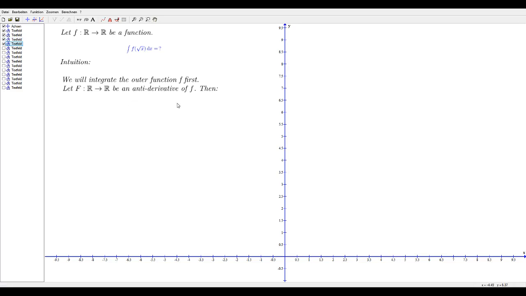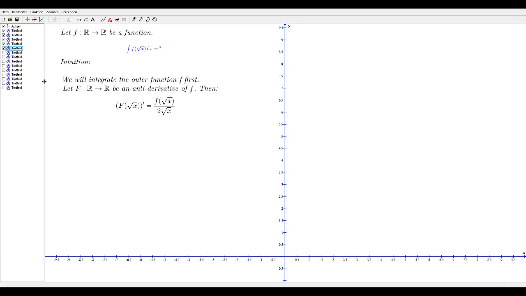We will integrate the outer function f first. Let capital F be an antiderivative of f. Then the derivative of capital F of square root of x is f of square root of x, which is exactly what we want. But as I've said, because of the chain rule, we will have to multiply it by the derivative of the inner function. That's the derivative of square root of x, and that is just 1 divided by 2 square root of x. So how do we get rid of this error term, of this 1 divided by 2 square root of x?